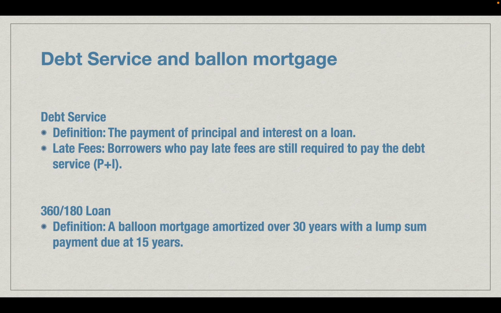360/180 loan. A 360/180 loan is a type of balloon mortgage. It's amortized over 30 years, but you have to make a big lump sum payment after 15 years. It's a bit of a hybrid between a traditional mortgage and a balloon loan.